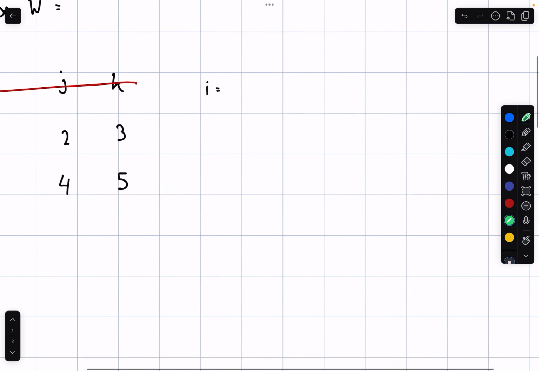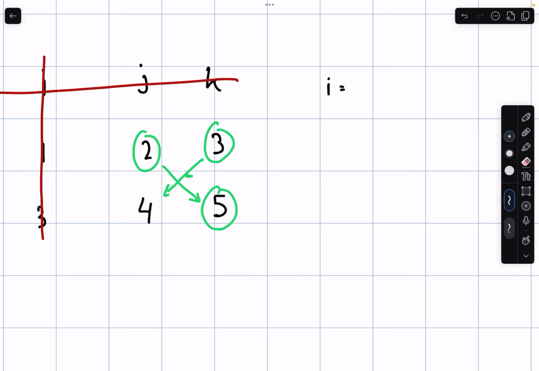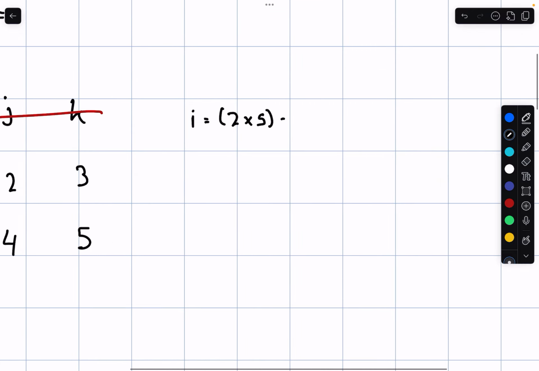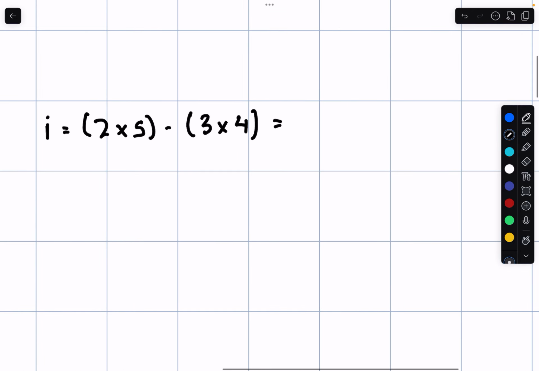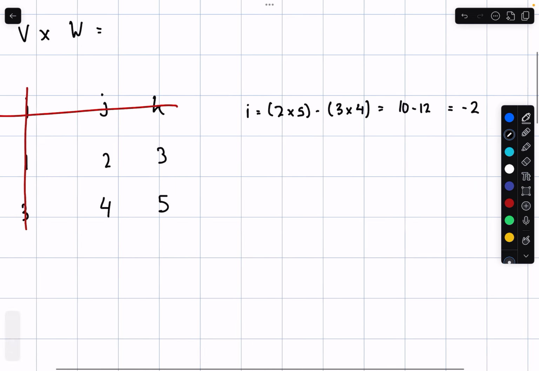And what we're going to do is take this one and multiply it with the diagonal, and then subtract the other diagonal multiplied together. So we can think of this as almost making a sort of fish shape like this. So i is going to be 2 times 5 minus 3 times 4, which is going to give us 10 minus 12, or negative 2. So the i component of our final vector is negative 2.